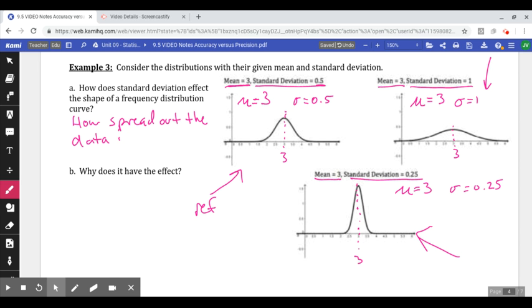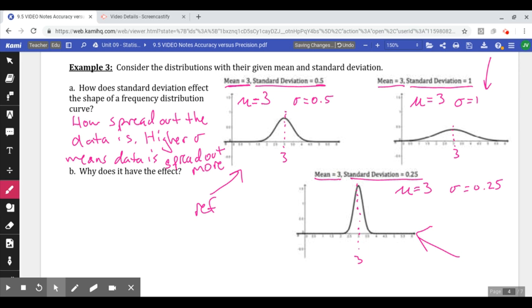Okay. And we could also say, let's see, higher standard deviation means it is spread out more. We should say the data is. Let's be more specific with that, I guess. So higher standard deviation means data is spread out more. Okay.